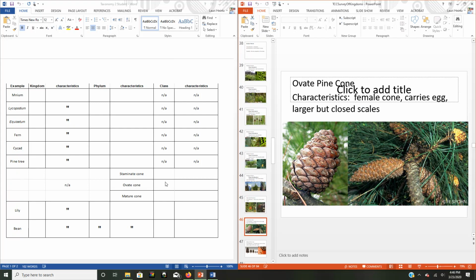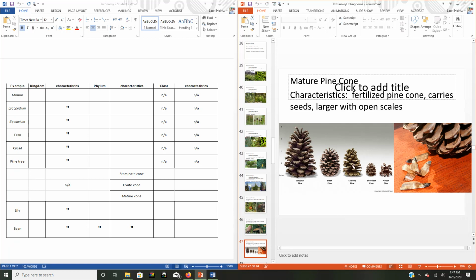Next up, ovulate pine cones. These are the woody pine cones that you're familiar with. The difference between this and the next cone is that the scales are closed on an ovulate pine cone. And so as you look at this one, you can see there's no gaps between the scales that are on there. That's because it's still in the process of producing the seed that's going to come out of here. And so this is the best example of an ovulate cone that you're going to see. So female, it has the ovaries on it, and then eventually it's going to be what makes the seeds.